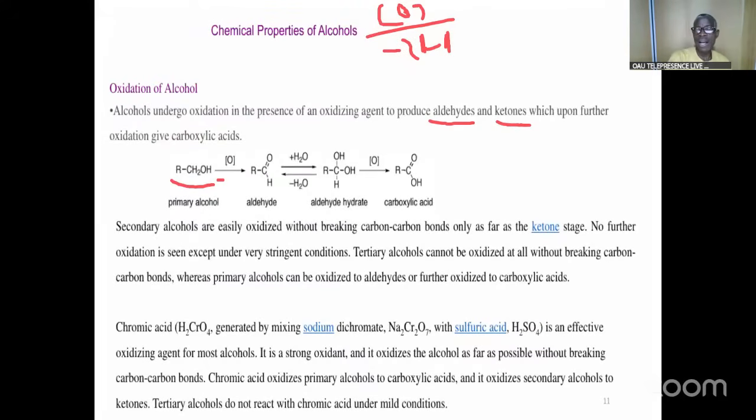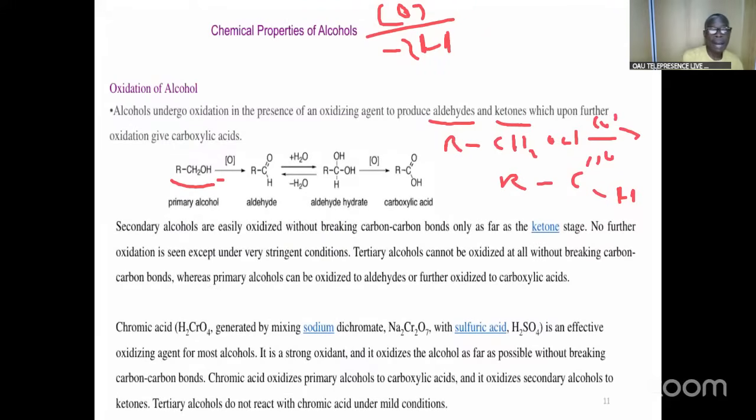So oxidation of primary alcohol will give aldehyde. Why? If you oxidize secondary alcohol, you get a ketone. So we'll continue from here tomorrow.